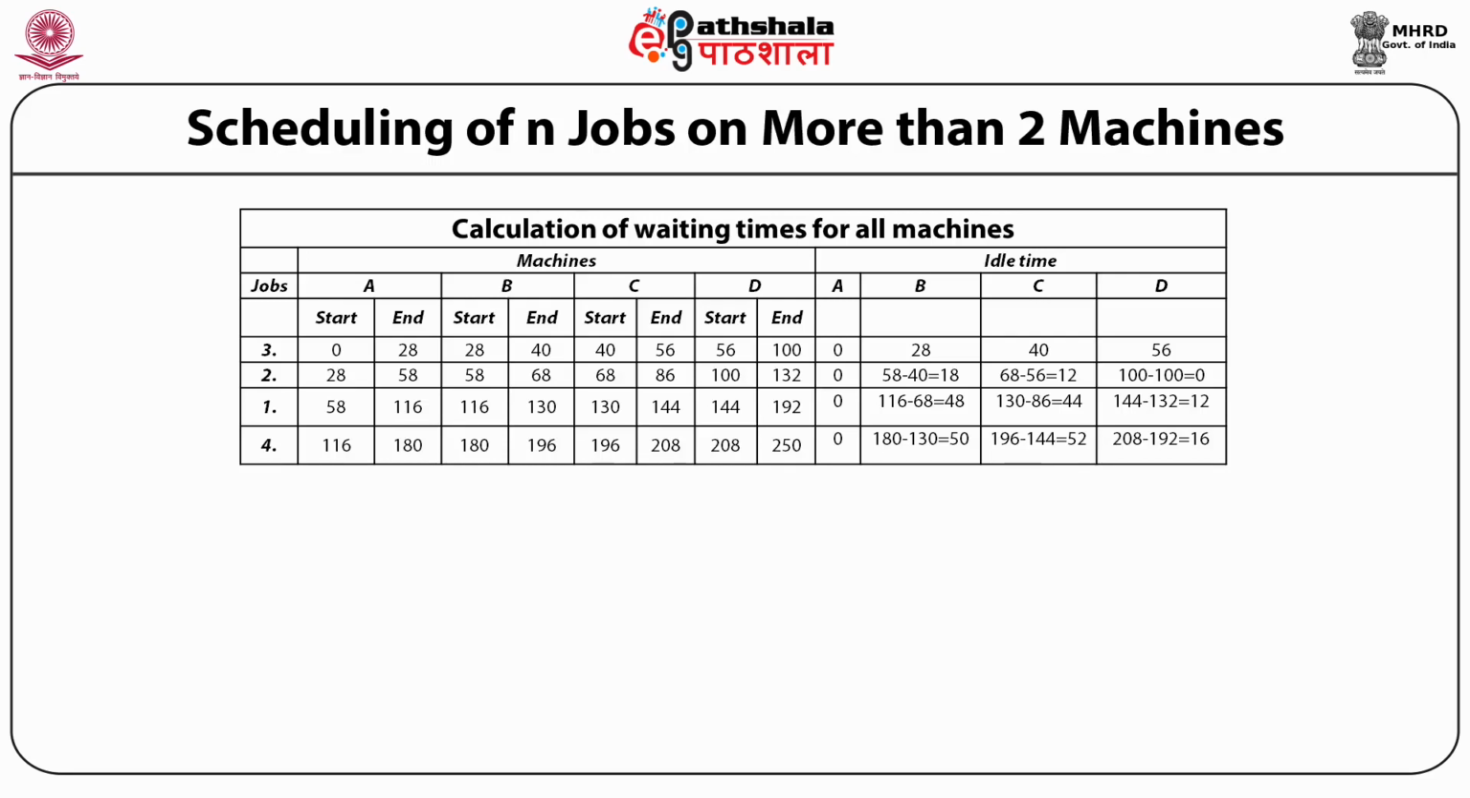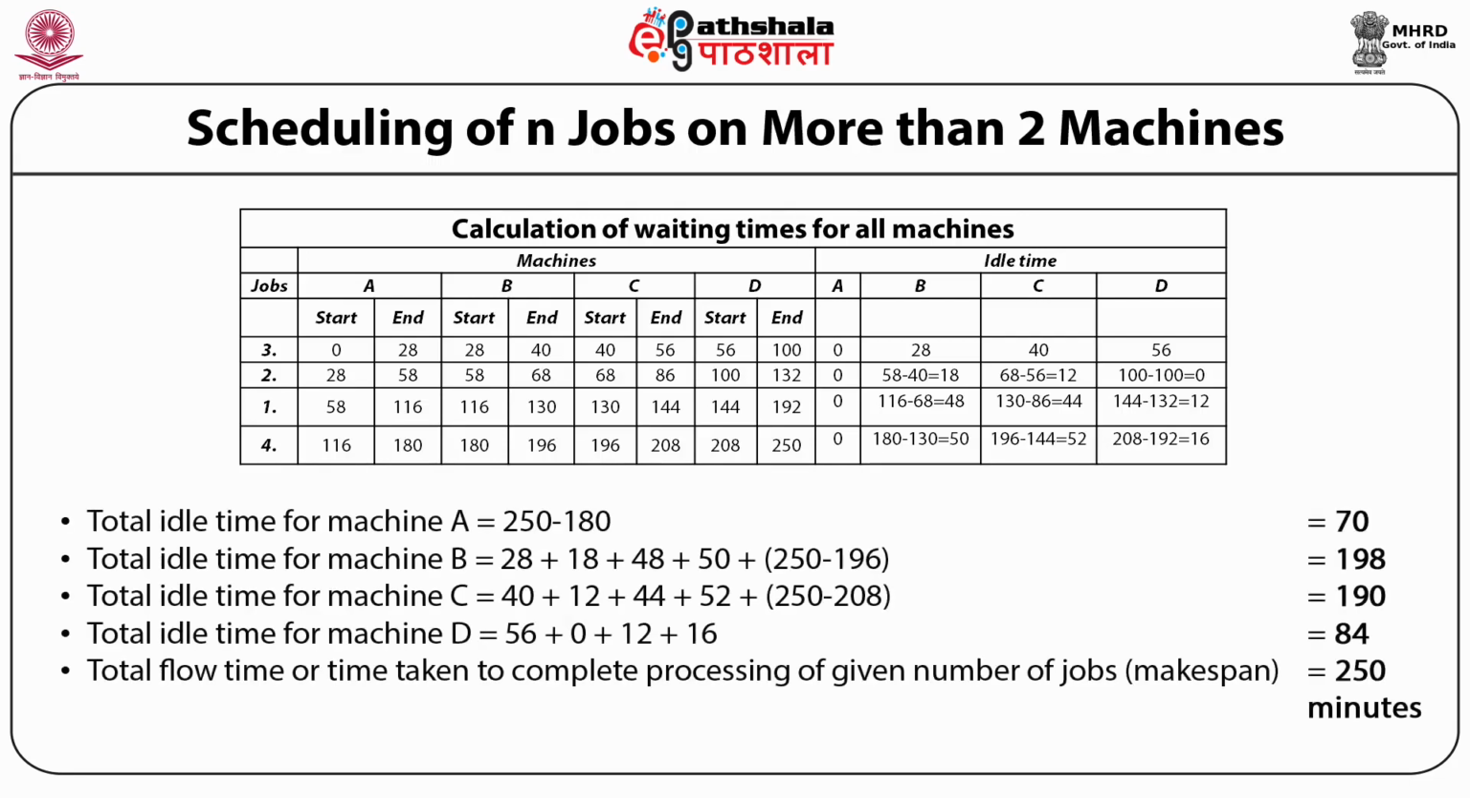Job 4 start machine A 116 and 180. Machine B start 180 and 196. C start 196 and 208. Start D 208 and 250.